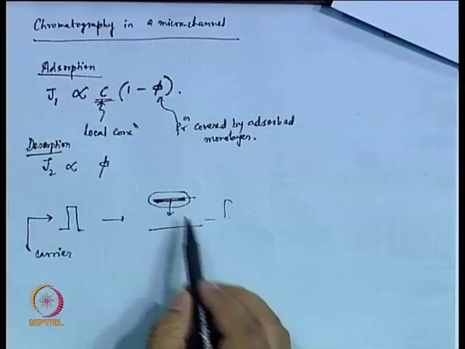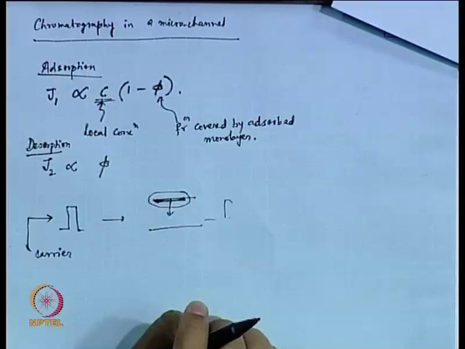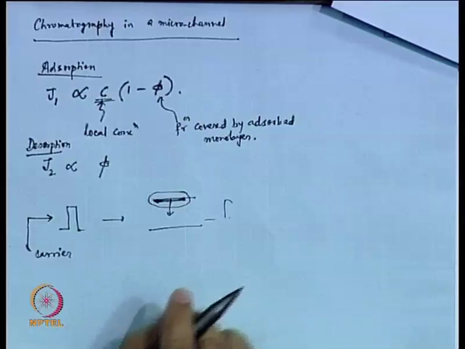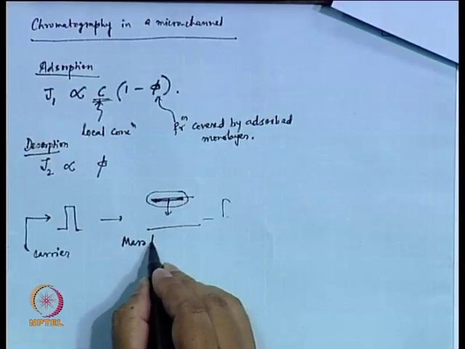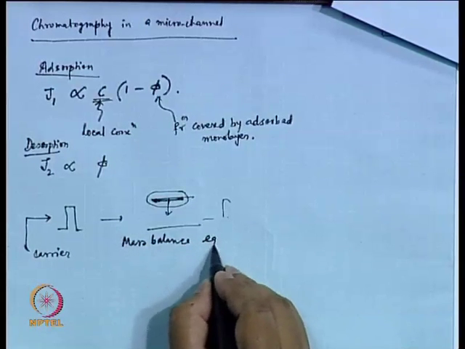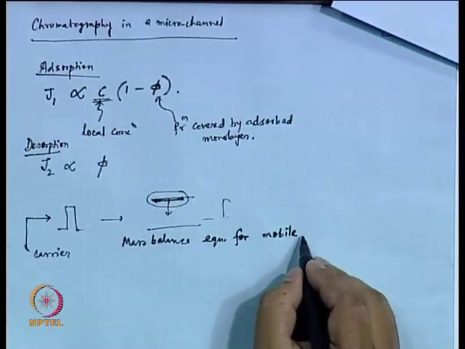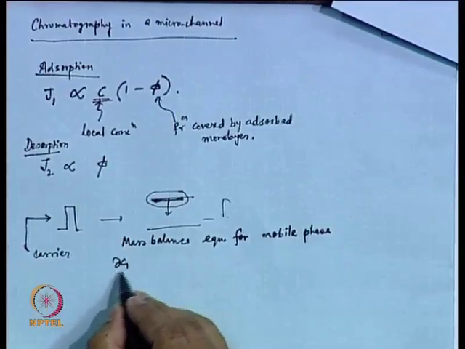Now, see, I said that here also you are resorting to a very thin channel, and so you would be having a very similar mass balance equation as you had in case of a Taylor dispersion. So, the mass balance equation, if you write the mass balance equation for mobile phase, what is the stationary phase? That solid adsorbent, and the mobile phase is that pulse that you have given, which contains A, B, C, D, carried downstream by the inert gas. So, that system you are referring to as mobile phase.